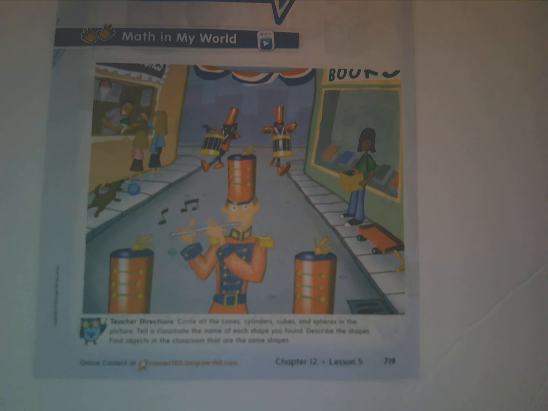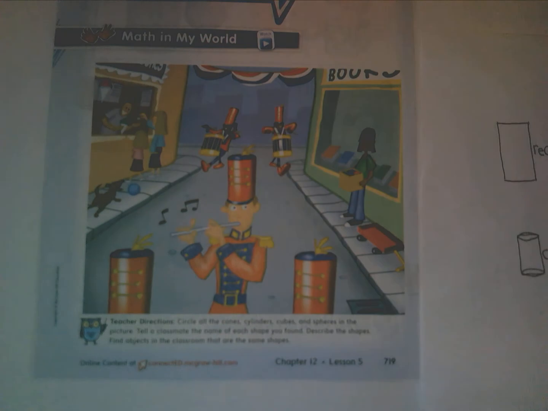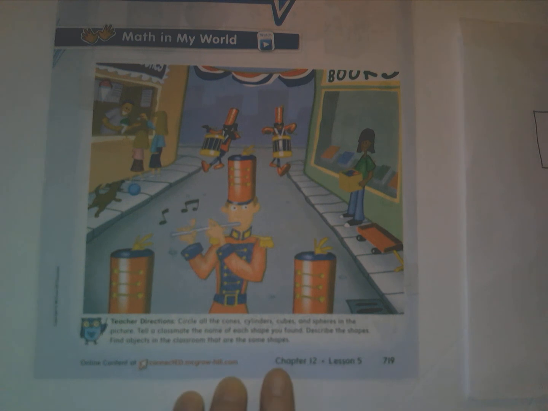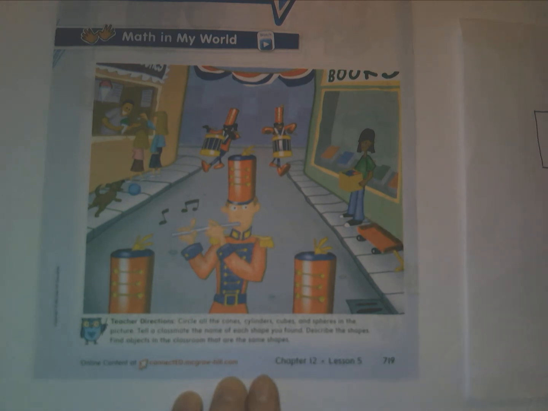And this time it says, circle all the cones, cylinders, cubes, and spheres in the picture. I think that's going to be kind of fun. You can take your little paper that we drew together if you want to, this one, and set it next to your math paper and start with the cubes. Circle the things that are shaped like a cube. I see one that's very, very easy. I'm looking at this one. Maybe there's some more, you'll have to look.